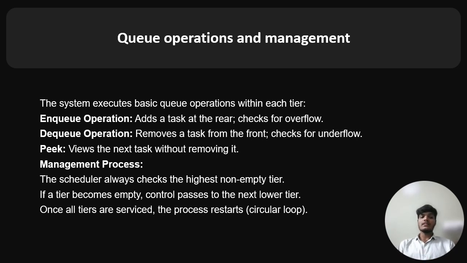So here, enqueue operation, dequeue operation. Enqueue means adding a task. Dequeue means removing a task. Peek views the next task without removing it. Next, the management process. The scheduler always checks the highest non-empty tier. If a tier becomes empty, control passes to the next lower tier. Once all tiers are serviced, the process can be restarted.